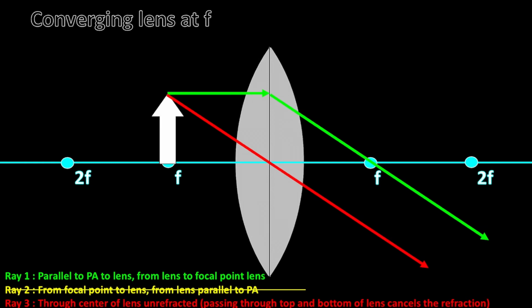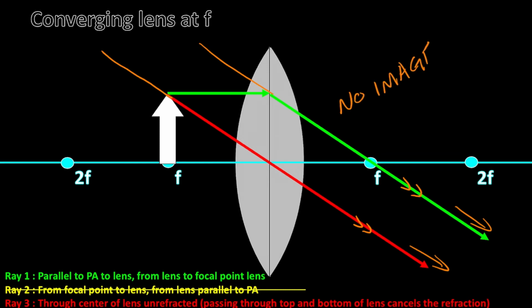Now what we notice here is that these rays are never going to come together. They are parallel to each other. And we also can't trace them back to coming from anywhere that they were together, because again, they're parallel. So in this case, we are going to get no image. And we saw this as well with mirrors when we had an object at the focal point.